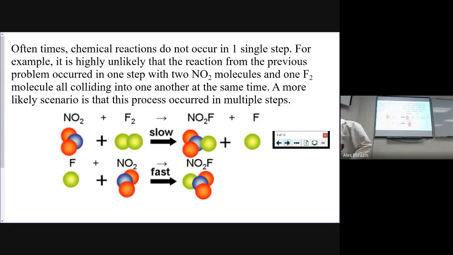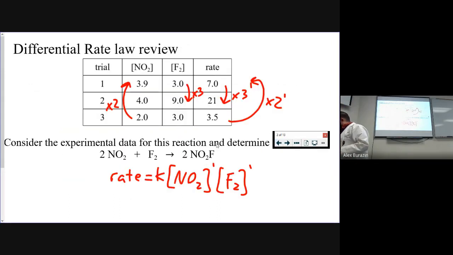For example, it's highly unlikely that this reaction, NO2 plus F2, occurs in one step, where 2 molecules of NO2, let me go back for a second. Here, this is the reaction I'm talking about, right? This one right here. It's unlikely that I have 2 of these molecules and one of those molecules all traveling around, and all 3 of them hit and collide at the same spot at the same time. That's pretty unlikely. It's unlikely that 3 things all collide at the same instant in time.